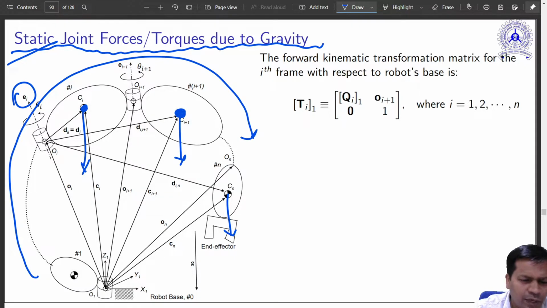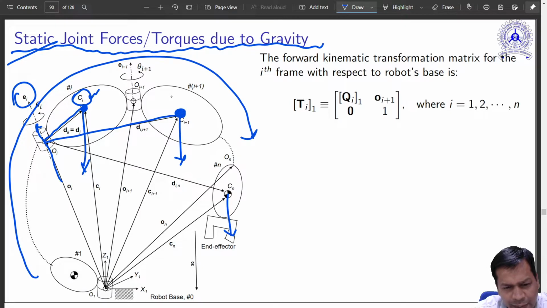Okay, e_i vector, this is the ith joint. This is what is holding your link, with the center of gravity placed at C_i. C_i is the position of the center of gravity. So this will create some moment over here.